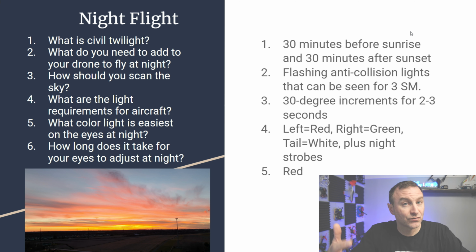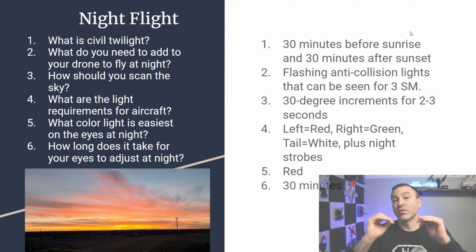All right, so another thing you need to know is what color is easiest for your eyes to adjust to at night, and that's red, right? That's why taillights on cars are red. And how long does it take your eyes to adjust at night? Well, that's going to take you 30 minutes. That's, again, another question that could be on the test.